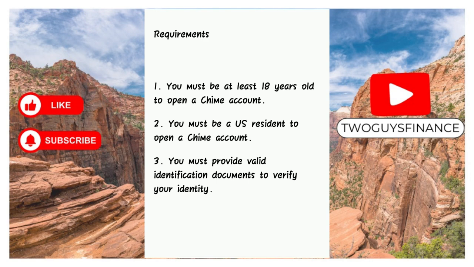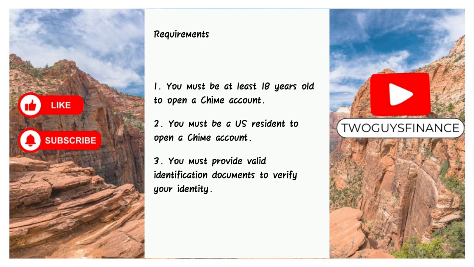The first is you've got to be at least 18 years old to open a Chime account. So that goes without saying, you've got to be an adult. You've got to be at least 18 years old. The second is you've got to be a US resident to open a Chime account. So sorry to all you guys who are not from the US. You can't open a Chime account if you're not from the US.